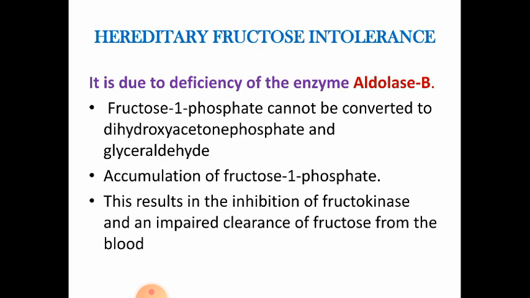So, there is accumulation of fructose 1-phosphate in the blood. This will result in inhibition of fructokinase as well and impaired clearance of fructose from the blood. Fructose will not be utilized, there is intolerance, and excessive fructose will accumulate in the gut.